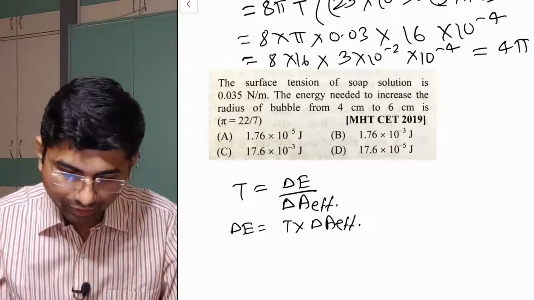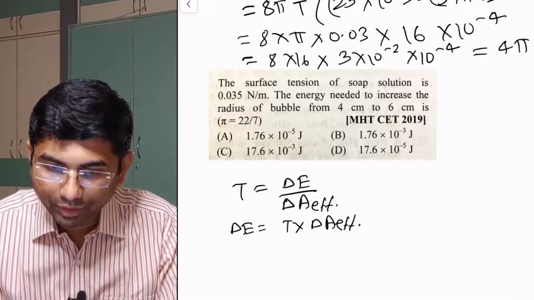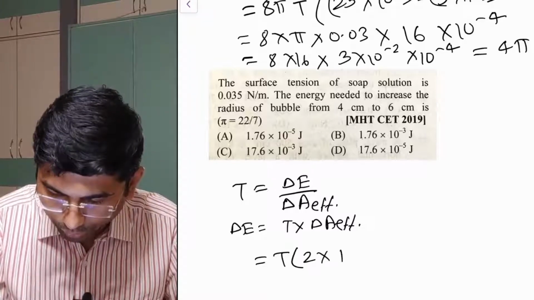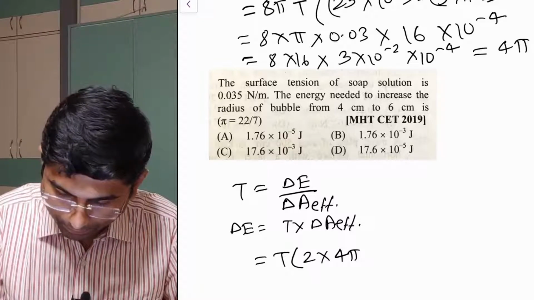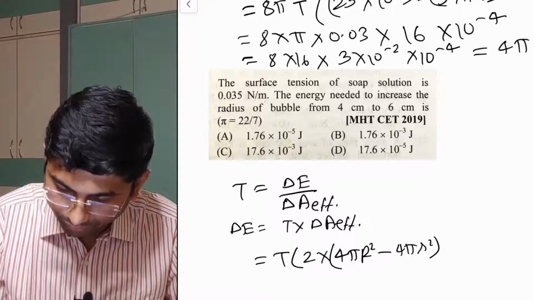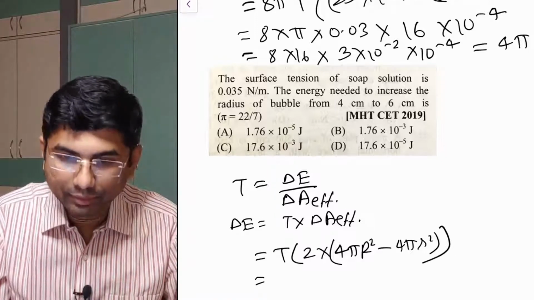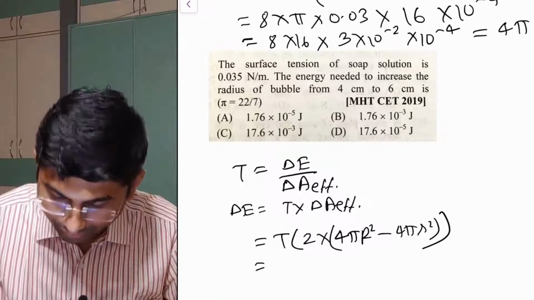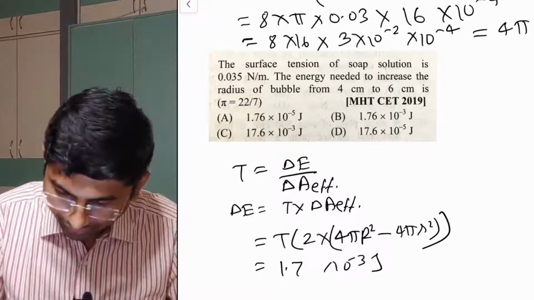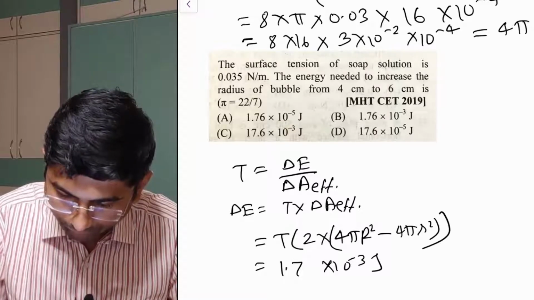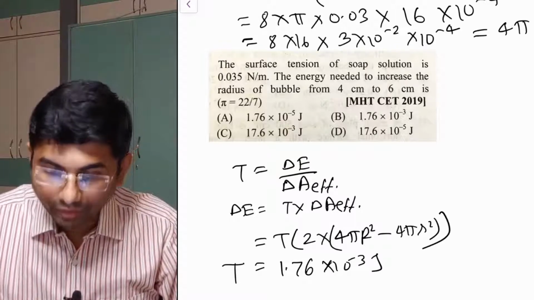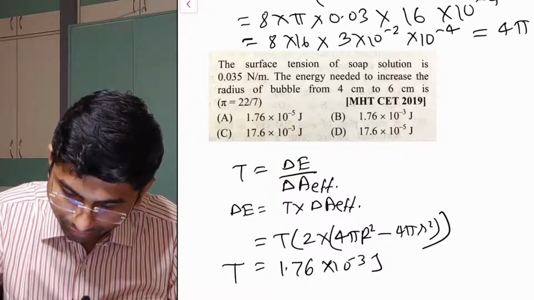I will just give you the answer of this question. It will be again the same: tension into 2 into 4 pi r square minus 4 pi r square. That is going to give us the answer of energy, and the answer which is coming here is 1.76 into 10 to the power minus 3 joule. Both the questions are identical, above question and this question, only the values are different. So that's why I just directly gave you the answer here, 10 to the power minus 3. The option will be B.